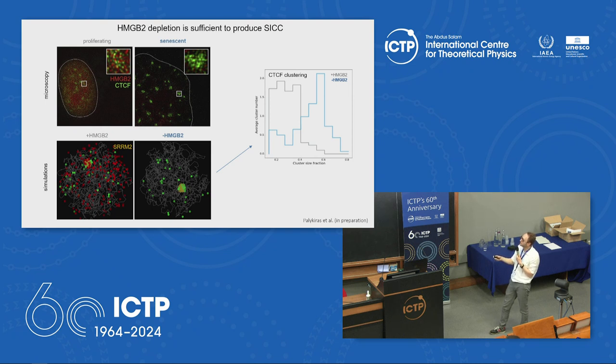So we introduced this into the model, and these are the experimental data on the top, and on the bottom there is the simulation in which you have plus minus HMGB2, left and right, and you could actually see that the cluster fraction of CTCF, so how many CTCF are in a cluster, increases with respect to the case in which HMGB2 is not there. So although there's no direct interaction between HMGB2 and CTCF, there is an indirect interaction through SRRM2, or a competition for SRRM2, that is involved in the phase separation propensity of CTCF.